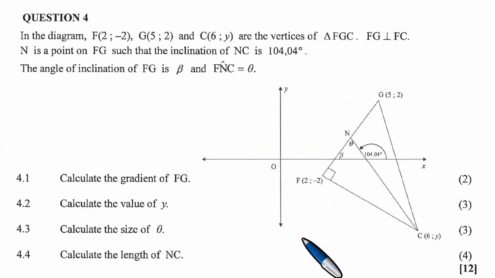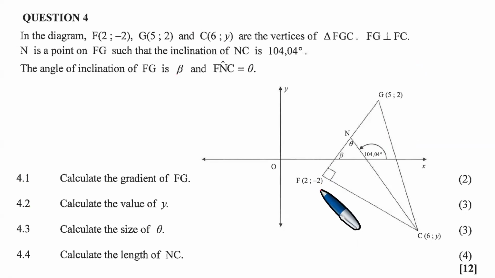Right, question 4, it's more on still analytical geometry, but we learn a little bit more things here. The question is as follows. In the diagram, F is the coordinates 2 and minus 2, G is the coordinates 5 and 2, and C is the coordinates 6 and y, are the vertices of triangle FGC. Now, FG is perpendicular to FC.